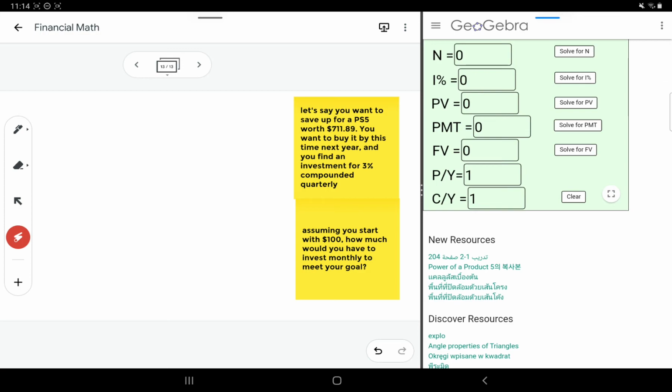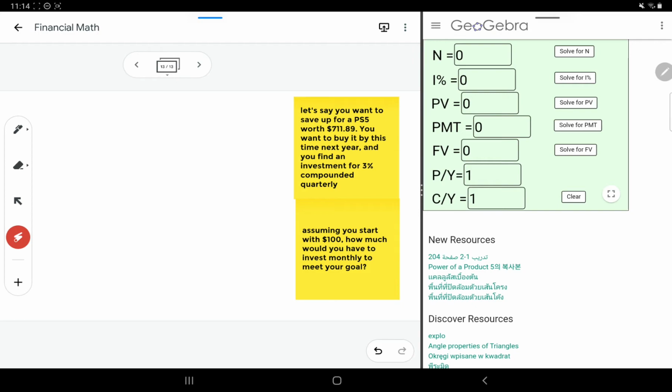You want to buy it by this time next year, assuming that's when they'll be available, and you find an investment account for 3% compounded quarterly. Remember, quarterly means 4 times per year. Assuming you start with $100, that's how much you've got right now, how much would you have to invest monthly, so how much do you have to put in the account every month to meet your goal?